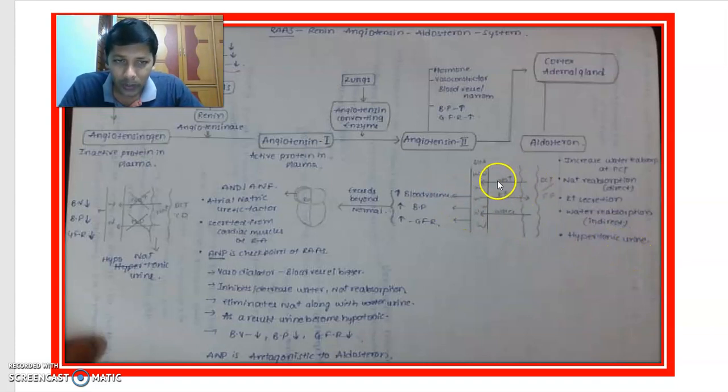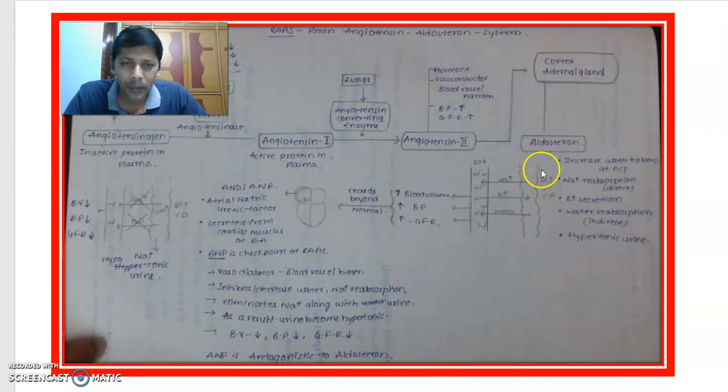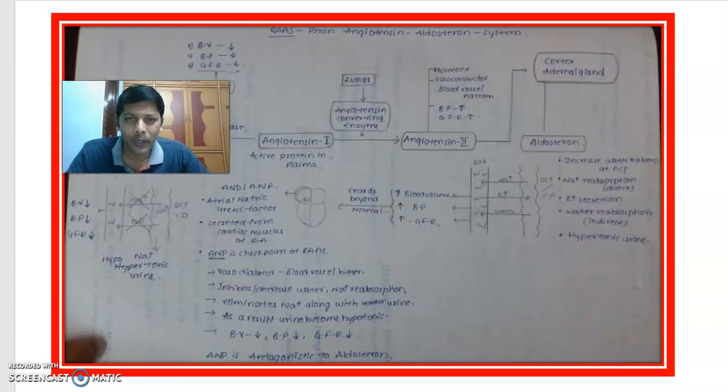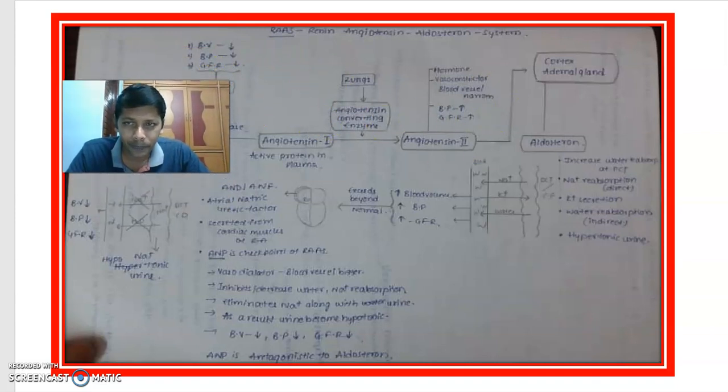As a result of reabsorption of sodium and water into the blood, blood volume increases, blood pressure increases, and GFR increases. These all things happen here, opposite to the first one, where blood volume decreased, BP decreased, and now it has become normal because of all this. When blood volume, BP or GFR decrease, this entire mechanism is happening.